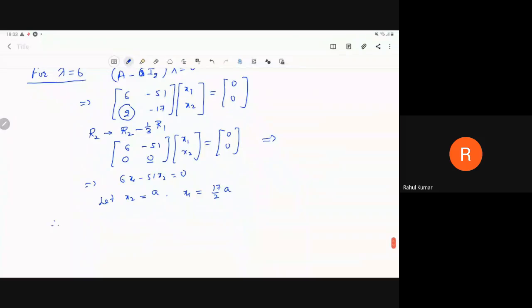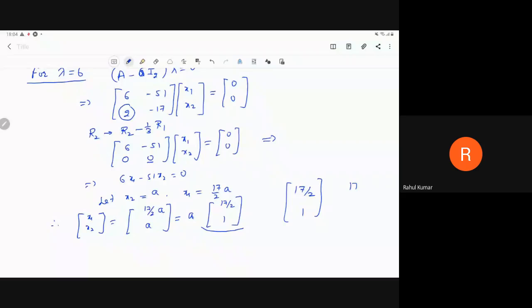Finally, how to write your eigenvector? Your eigenvector is x1, x2. And x1 you have found 17 by 2 times a, x2 is a times 17 by 2, 1. So there are infinitely many eigenvectors. All are multiples of 17 by 2 comma 1.